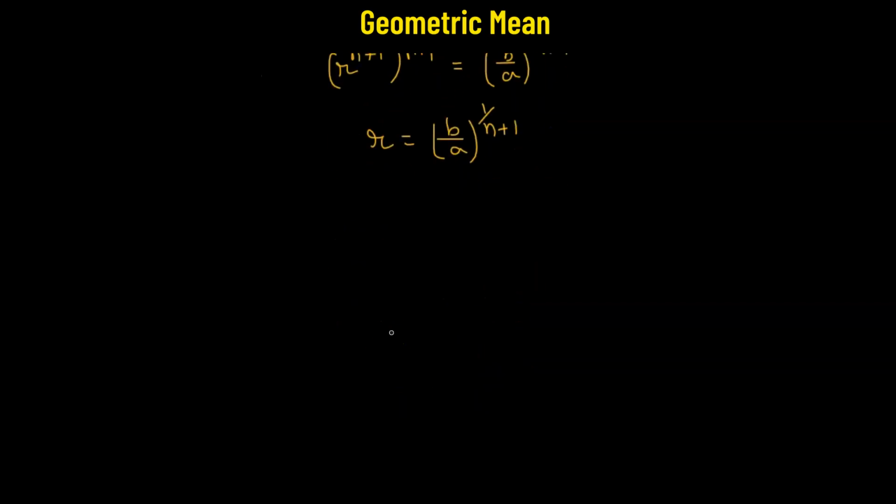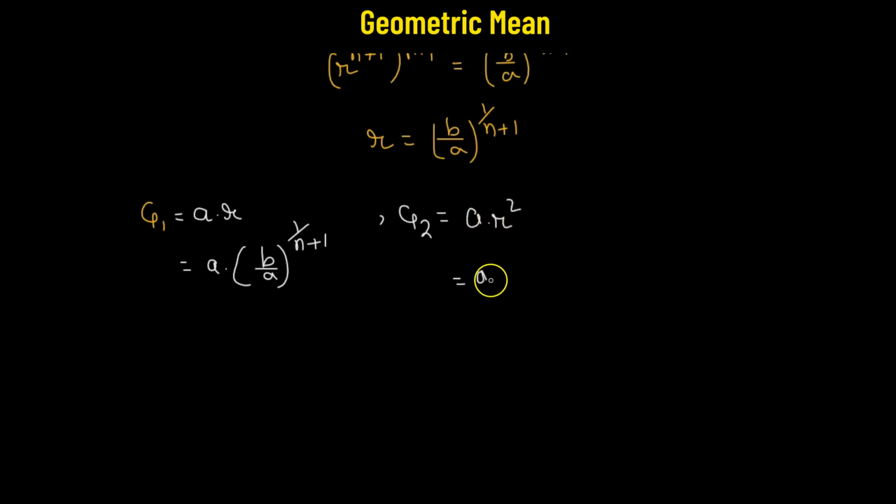Now that we have the common ratio, we can define the geometric means. So what is g1? g1 is the previous term, which is a, and to it we multiply the common ratio r. So that means we have a multiplied by b over a raised to the power of 1 over n plus 1. Then we can define the second geometric mean g2. That's going to be a times r squared, which will be a times b over a whole raised to the power of 2 over n plus 1.